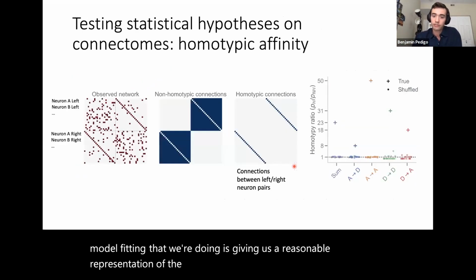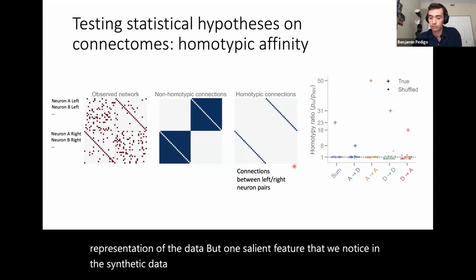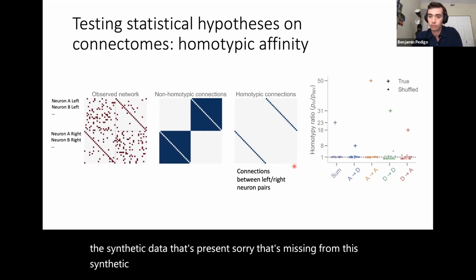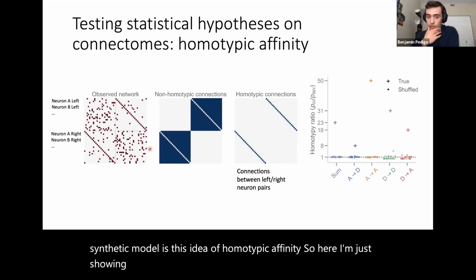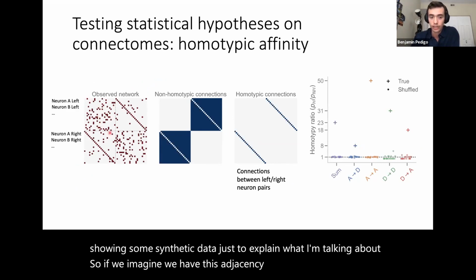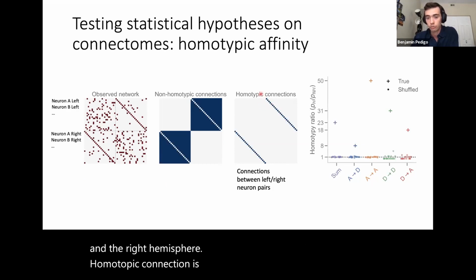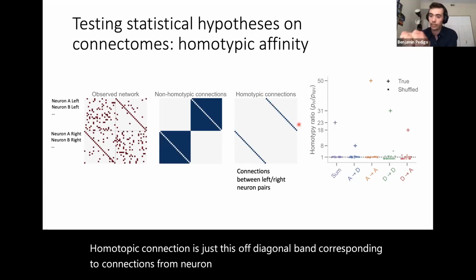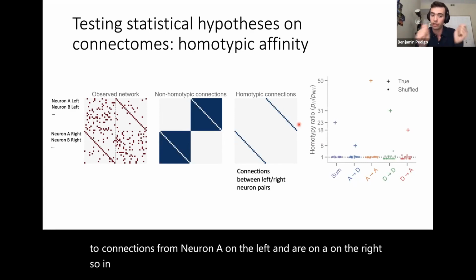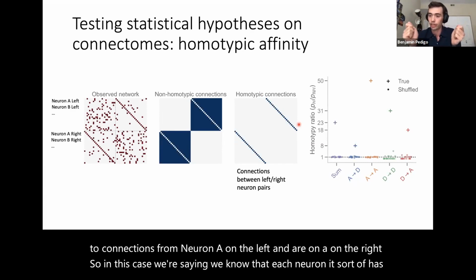But one salient feature that we noticed in the synthetic data that's missing from the synthetic model is this idea of homotypic affinity. So here I'm just showing some synthetic data just to explain what I'm talking about. If we imagine we have this adjacency matrix sorted into the left and the right hemisphere, a homotypic connection is just this off-diagonal band corresponding to connections from neuron A on the left to neuron A on the right. So in this case, we're saying we know that each neuron sort of has a bilateral pair on the other side of the brain.